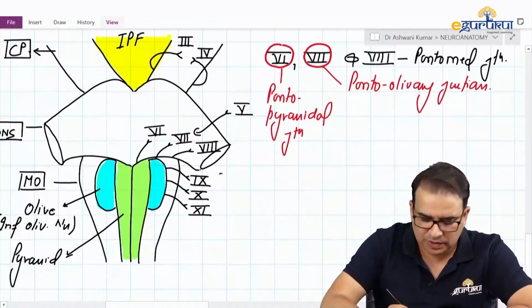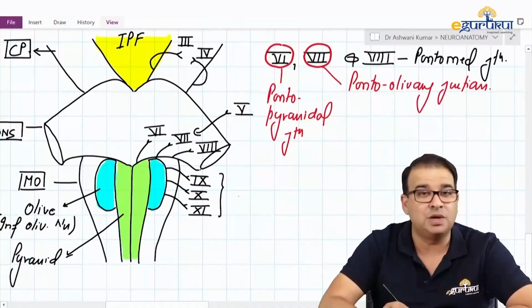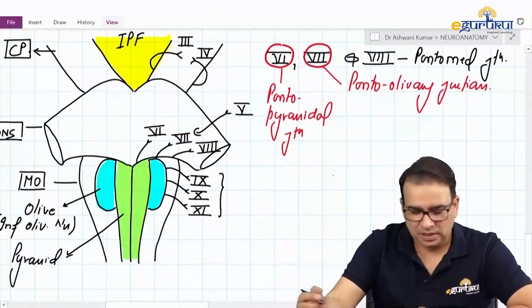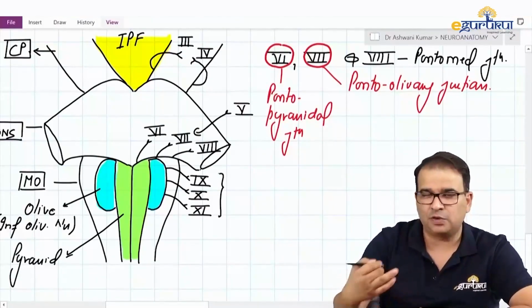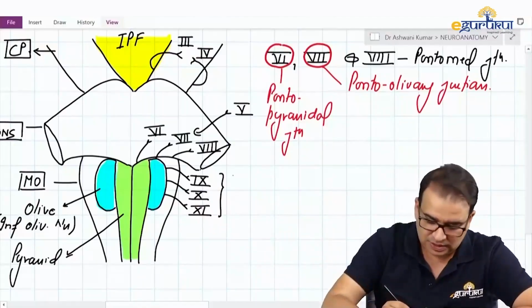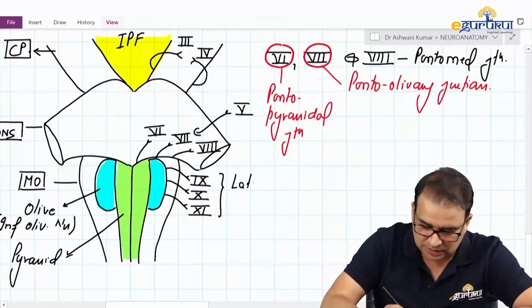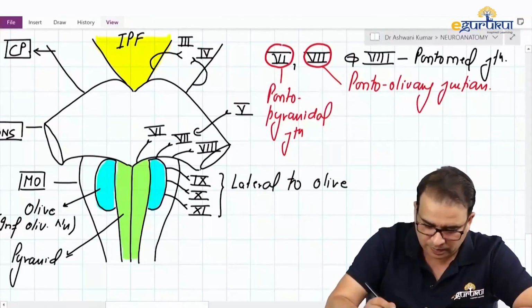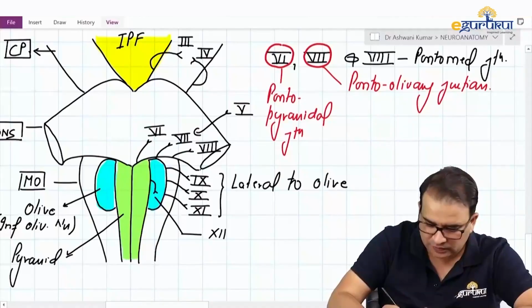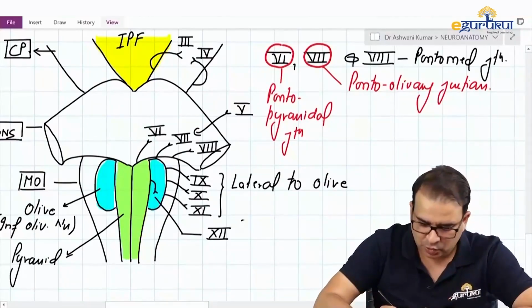If you remember, the common thing between these three nerves was that they were all coming from the nucleus ambiguus, and the nucleus ambiguus was present in the medulla oblongata. So the 9th, 10th, and 11th nerves emerge from the ventral aspect of the medulla, but remember, they are lateral to the olive. And finally, the only nerve that you see emerging between the olive and pyramid is the 12th nerve. That's the only nerve which emerges between pyramid and olive.